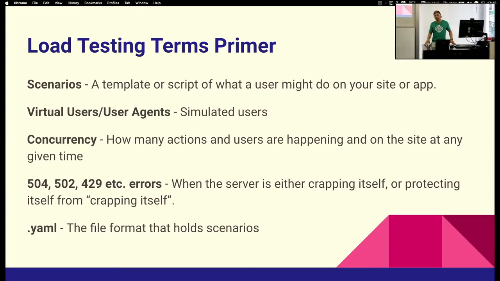Concurrency is how many things are happening on a site at once, or an application, doesn't matter. Typically, concurrency is also time-bound, so you'll do per second, per minute, per hour, that sort of thing. It's probably not useful to do less than one second anyway. And then obviously errors, you've probably come across those before, 500 errors, 400 errors, that sort of thing. Something's gone wrong. Some of those are descriptive and verbose, some are not.